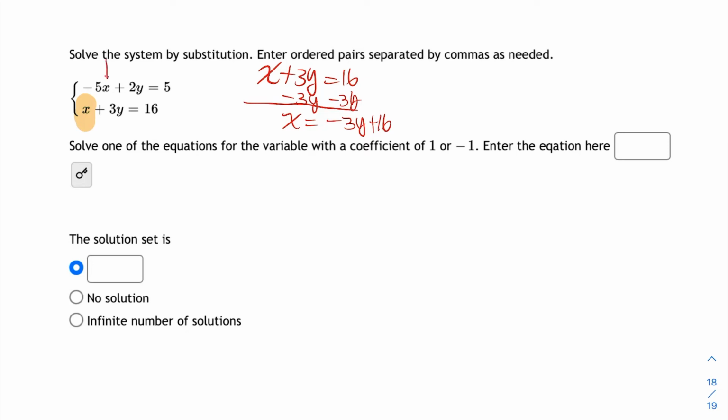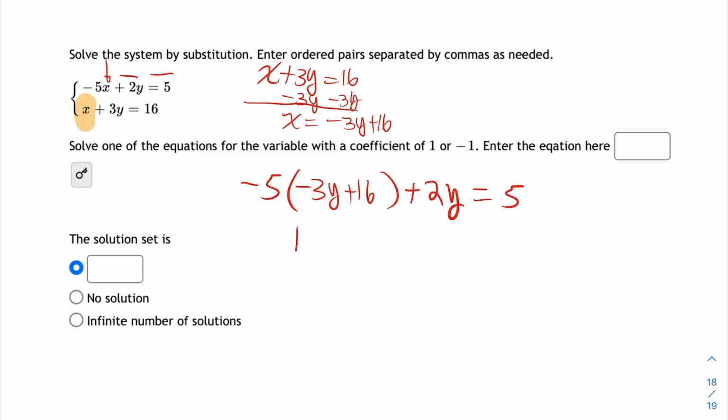So into the other equation where I see x, I'm going to plug in the expression -3y plus 16. So I have -5, and then I'm going to plug in for x -3y plus 16. Everything else still comes over, so I still have plus 2y, and it still equals 5. And then I just solve this equation.